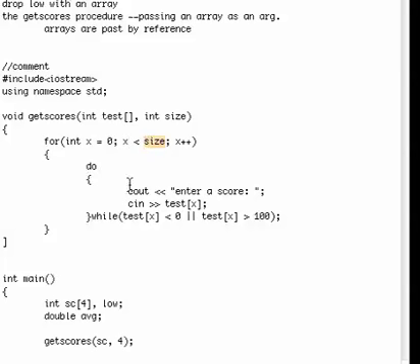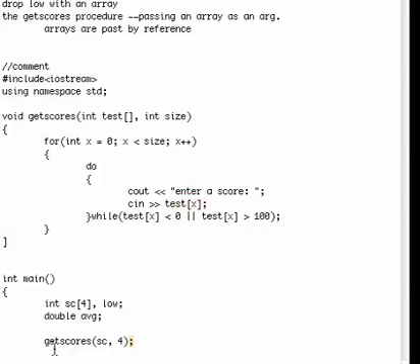Then I have a do while, cout, enter a score, and it goes into test sub x, while test sub x is less than 0 or test sub x is greater than 100. I'm not going to get through this do while until test sub x is valid, at which case x becomes 1, 1 is less than 4, and I do it again for test sub 1. Then x becomes 2, 2 is less than 4, and I do it again for test sub 2. X becomes 3, 3 is less than 4, I do it again for test sub 3. X becomes 4, 4 isn't less than 4, and I'm done. Then I go back here to main, to the next line.